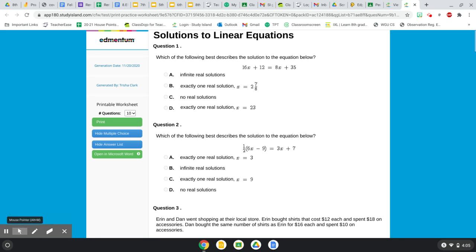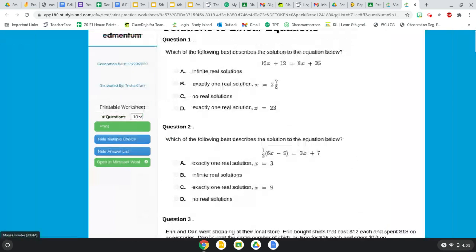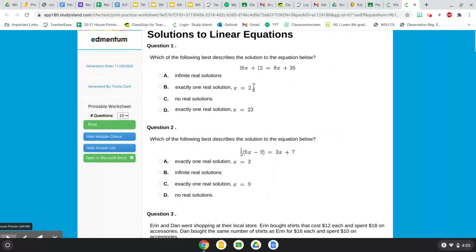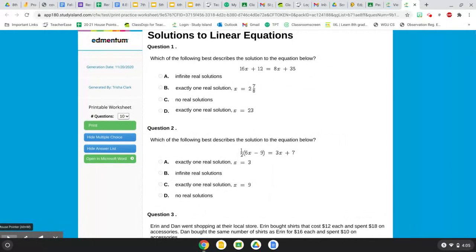So right now, I am going to try to zoom in a little bit, but still have those tools. Maybe not. All right, so we're going to look at question number 1 here. It says, which of the following best describes the solution to the equation below?